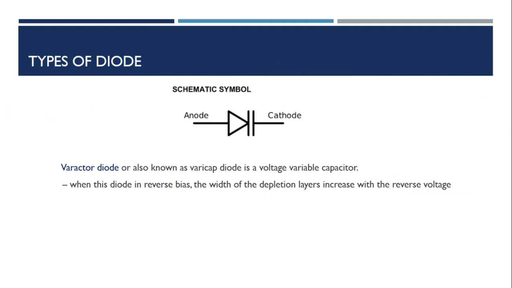The next type of diode is the varactor diode, also known as varicap diode, which is a voltage variable capacitor. When this diode is in reverse bias, the width of the depletion layer increases with the reverse voltage. This kind of diode is used for electronic tuning, harmonic generator, and parametric amplifier.